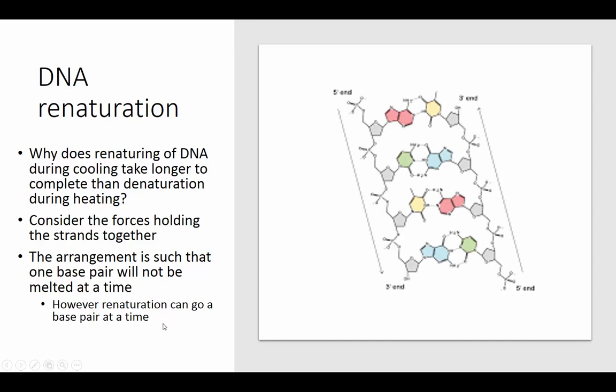However, renaturation can do this. If we were to hypothetically renature this tetramer of DNA here, it could go this nucleotide pair, then this one, and this one, or more likely this one, or something like that. But it would go one at a time is the point. Whereas denaturation might blow these apart all of a sudden and all pretty much together, renaturation is a slower and steadier process.